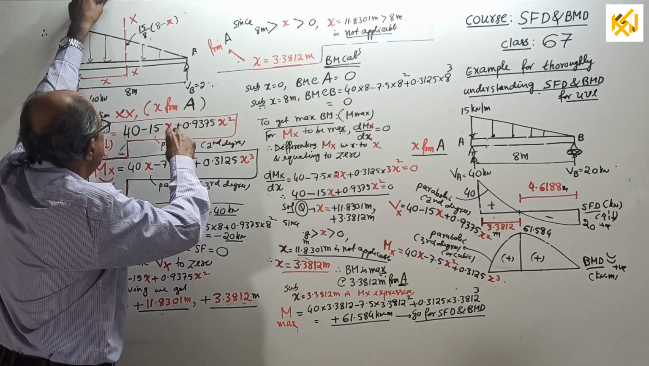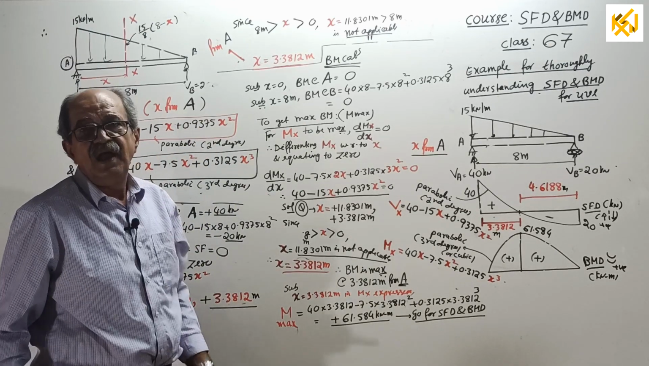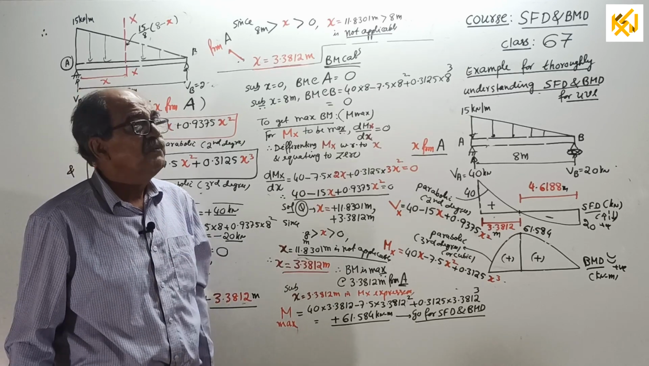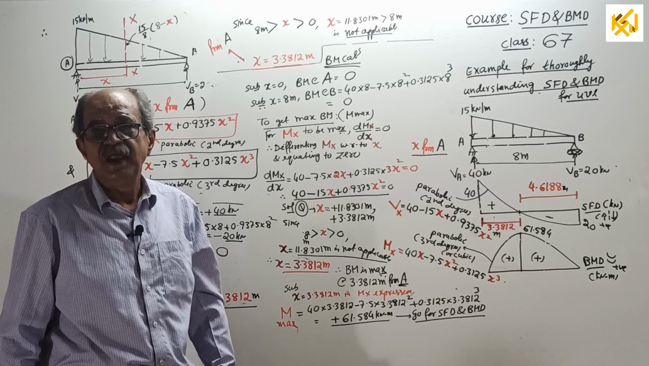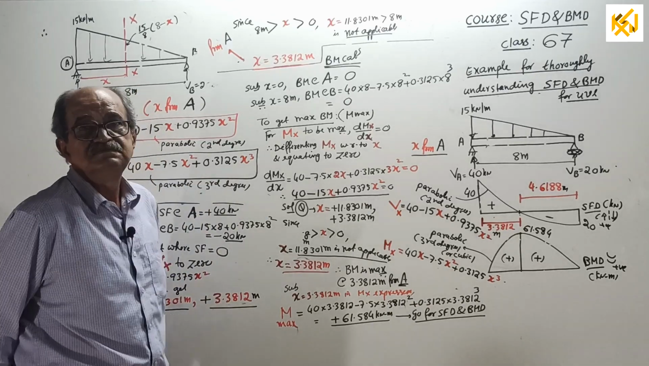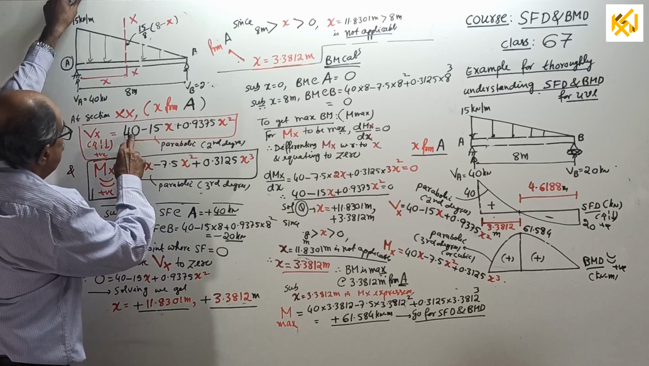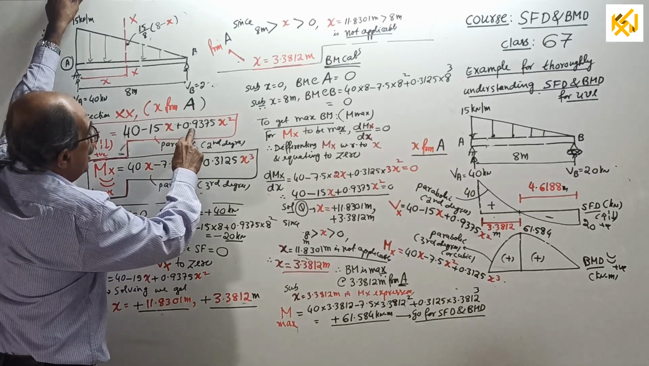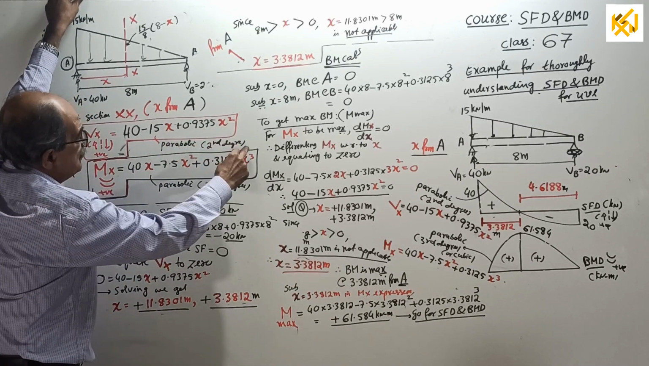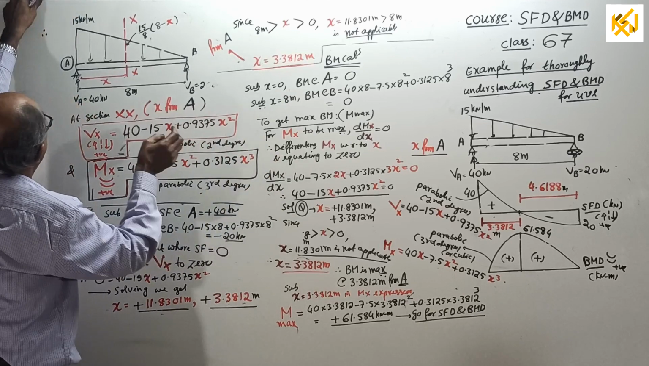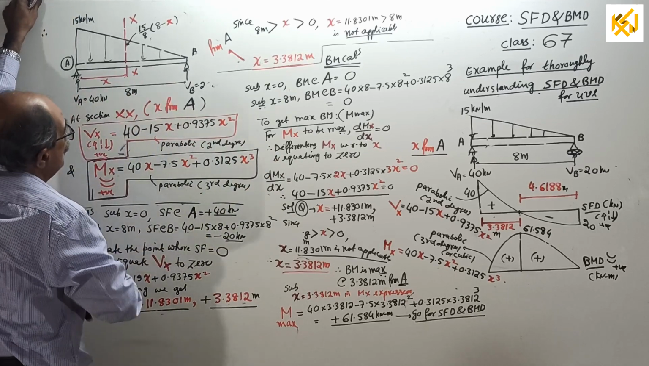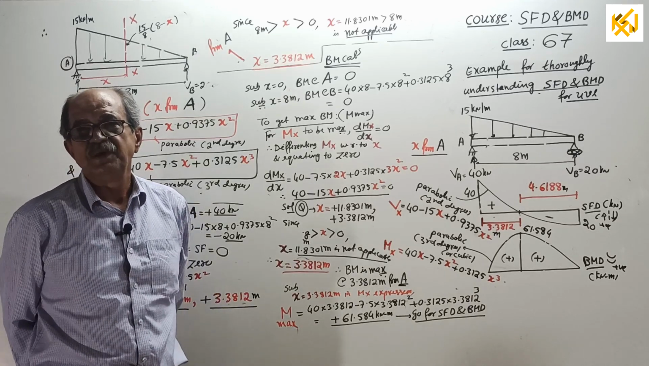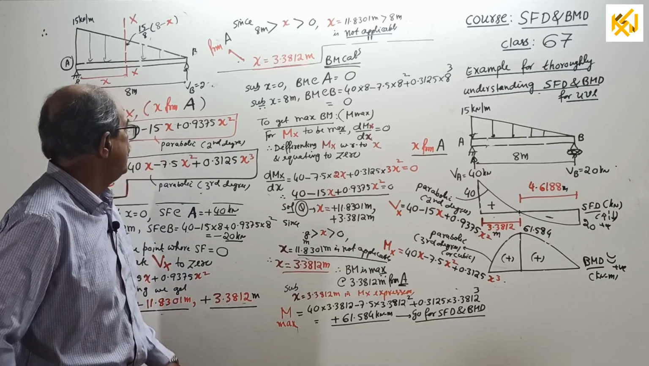You can integrate this expression for Vx, and with the constant C1, put the boundary condition, then you will get the expression for Mx. You can integrate this one. When you integrate, 40 becomes 40x, minus 15 becomes 15x square by 2, 0.9375 into x square becomes x cube by 3 plus constant C. Boundary condition. When x equal to 0, what you can tell? BM equal to 0. That's all. If you substitute, your constant will become 0. So you get same equation.